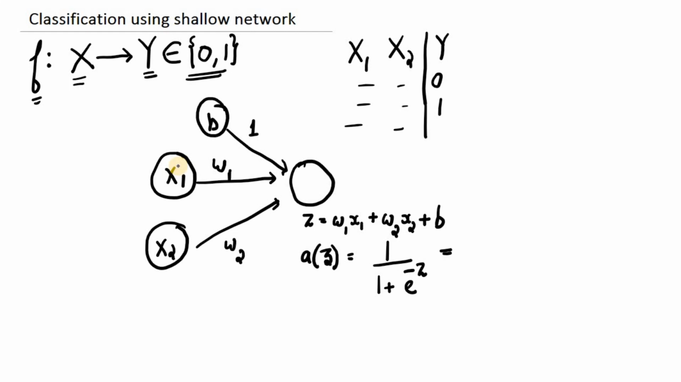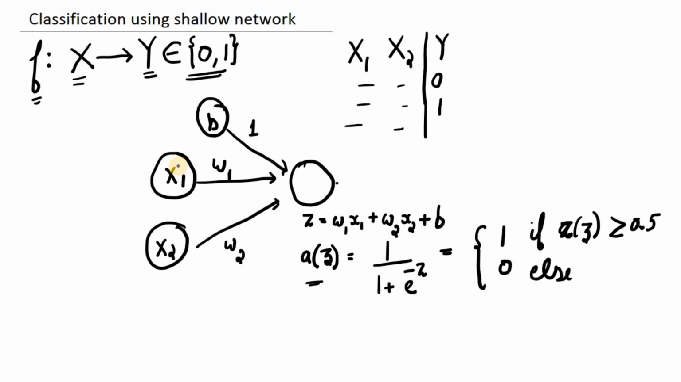Now this is going to give a decision boundary of 1 and 0, and the output is 1 if a(z) is greater than or equal to 0.5, and 0 else. So this will act as a decision boundary over here, and then it will predict whether it is a 0 or 1. So this is just a one layer shallow network which is involved in making the correct prediction.